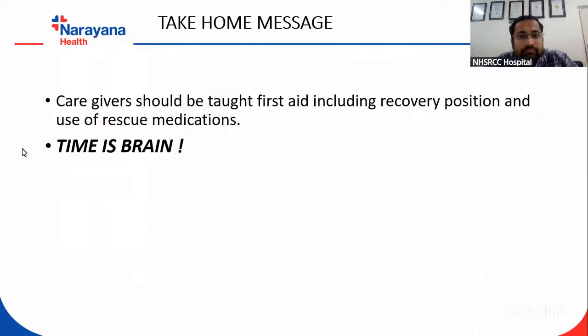So, take-home messages: caregivers should be taught first aid, including the recovery position and use of rescue medications. Very important to counsel the parents on how to manage an active episode of convulsion, not to worry, and to shift the child to the hospital as soon as possible. We have to remember that time is brain.